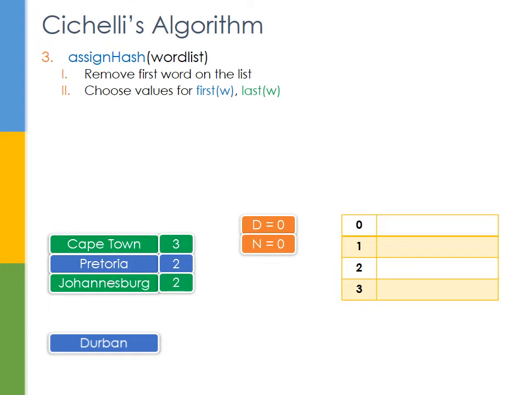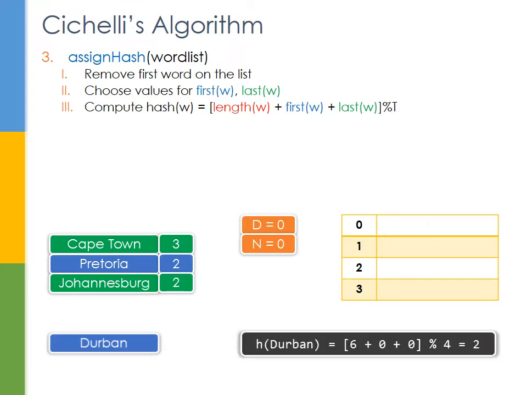Why start with a random number? Rather start at the beginning. Start with 0, maybe 0 will work. Now that we have assigned values to D and N, the first and last characters, we can calculate the hash. It's quite easy. It's just the length of the word Durban, which is obviously 6 characters, plus the value assigned to D, plus the value assigned to N.